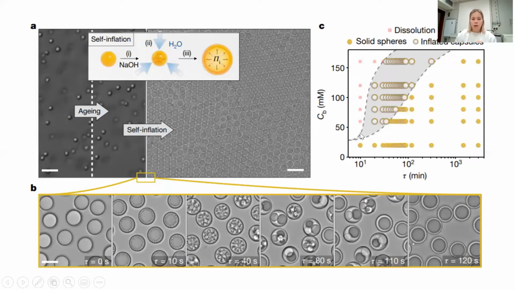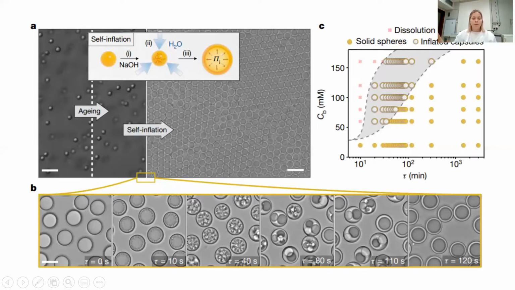And here, by these pink crosses, you can see that if the emulsion was left to age for not long enough or too high a concentration of base was used, the droplets exploded. They went into solution. And the grey area shows the right conditions to form the inflated capsule, so the right balance of the number of crosslinks and the concentration of base. Also here you can see an idea for this osmotic pressure building up inside, which was the basis for these cells to form.